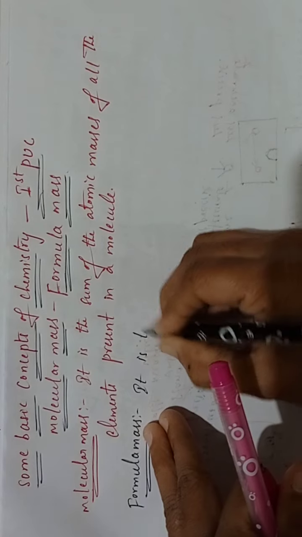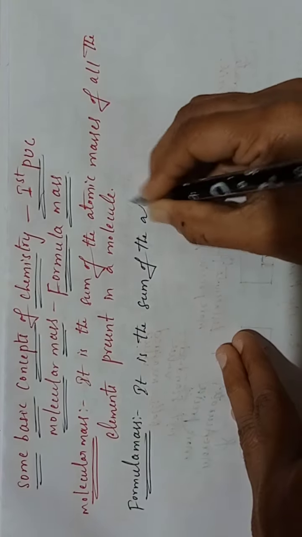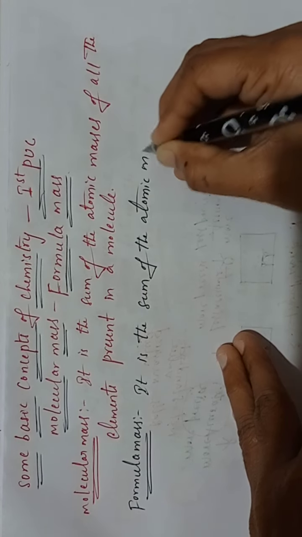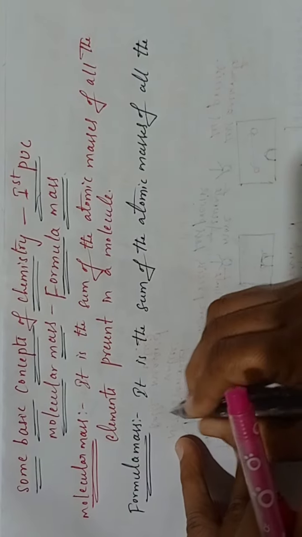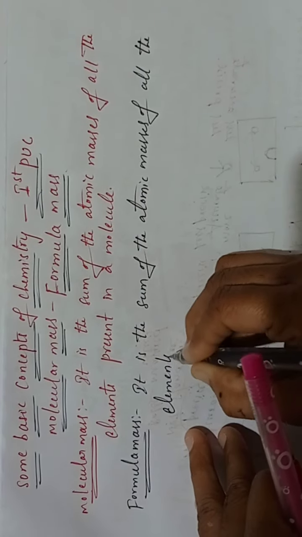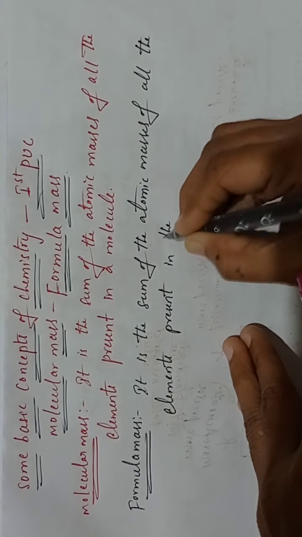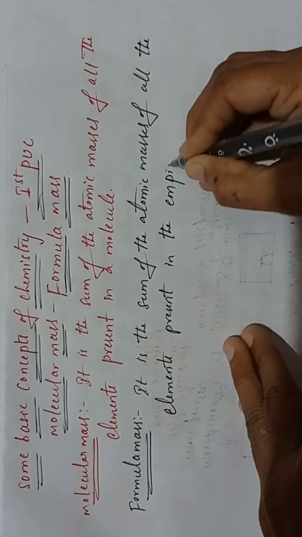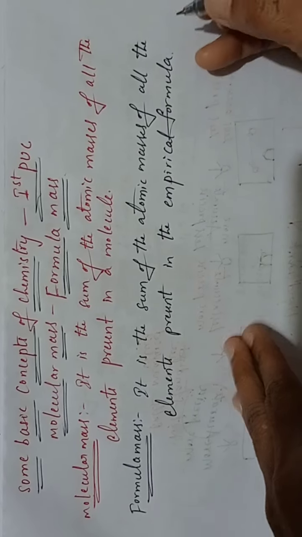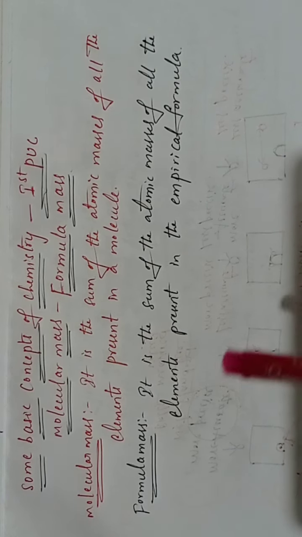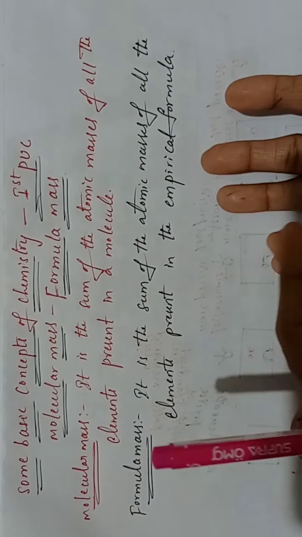It is the sum of the atomic masses of all the elements present in the empirical formula. Clear this one? Present in the empirical formula. That is nothing but formula mass, students. Clear? So what is the empirical formula?